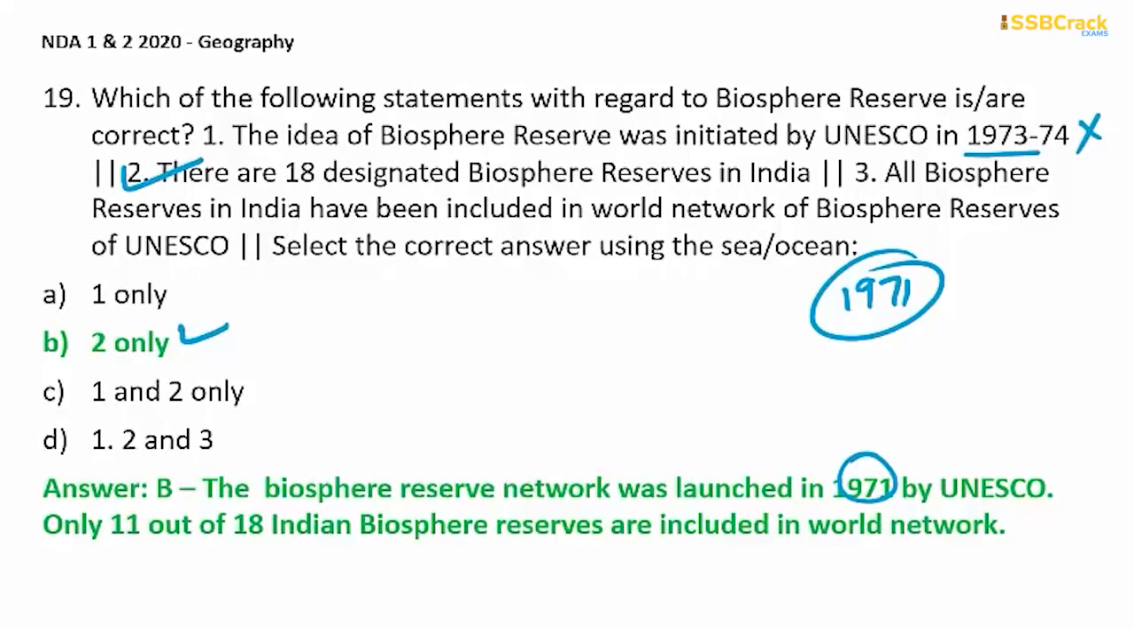But out of these 18 designated biosphere reserves in India, only 11 biospheres have been recognized by the UNESCO World Network, and not all. So this makes statement 3 also the wrong one. So statement 1 is wrong, statement 3 is wrong, only statement 2 is correct. So option B will be the right answer.